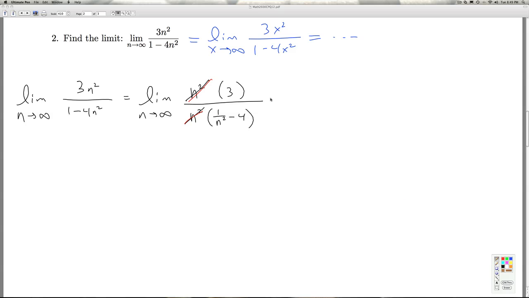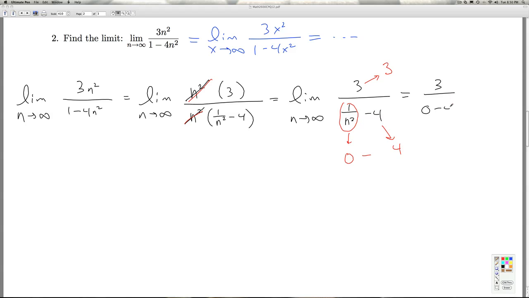And so I get the limit as n goes to infinity of 3 over 1 over n squared minus 4. Now I can use my limit properties. As n goes to infinity, 3 doesn't depend upon n at all, so it's going to go to 3. The 4 is going to go to the 4. The 1 over n squared is going to go to 0. And so using limit properties, we get our answer is 3 over 0 minus 4, or negative 3/4. That'll do it for number 2.